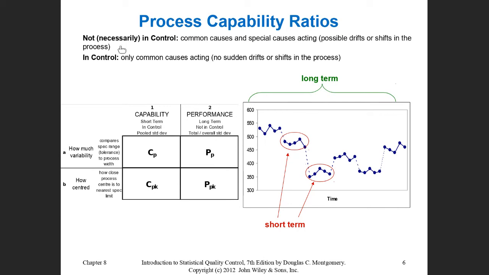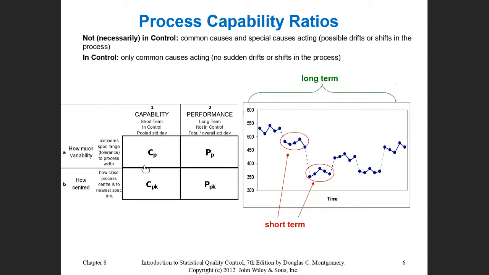The process is not in control when common causes and special causes are acting, and this was already covered in the control chart. And the process is in control only when common causes are acting, with no sudden drifts or shifts in the process. This is exactly what we covered, those possible drifts or shifts, when the Western Electric or Nelson points about out of control were covered. And this is when the process only has common causes, no special causes.